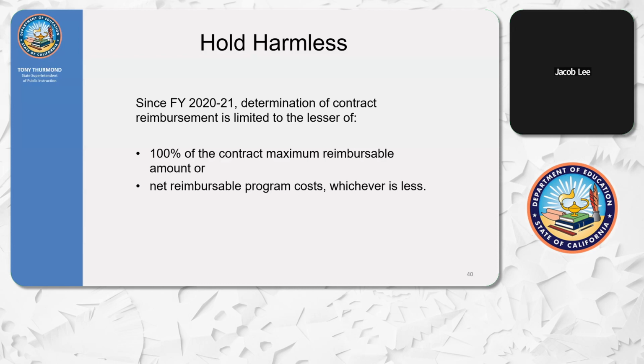Starting in fiscal year 2021, we've been in a hold harmless year. What that means is that the determination of contract reimbursement has been limited to the lesser of the following: 100% of the contract MRA or net reimbursable program costs, whichever is less. So in a hold harmless year, we don't factor in service earnings.